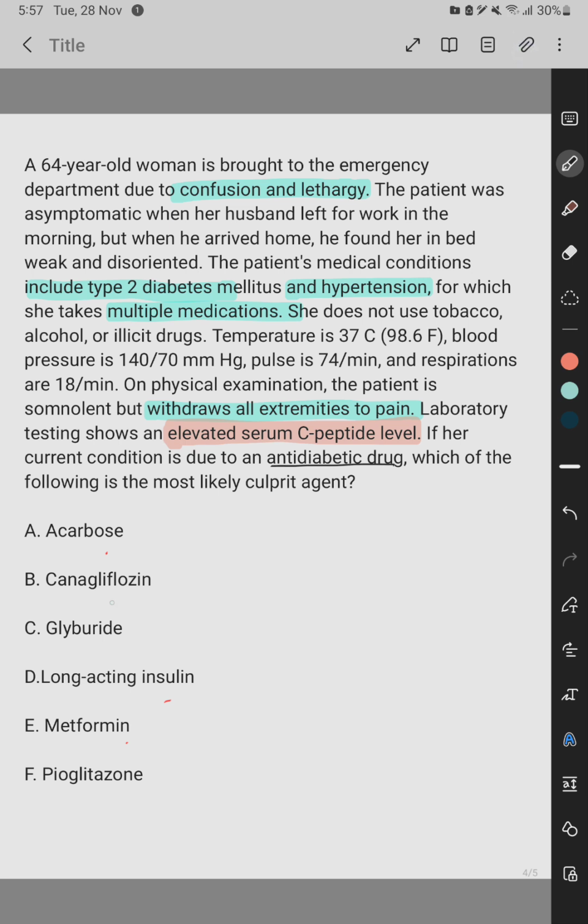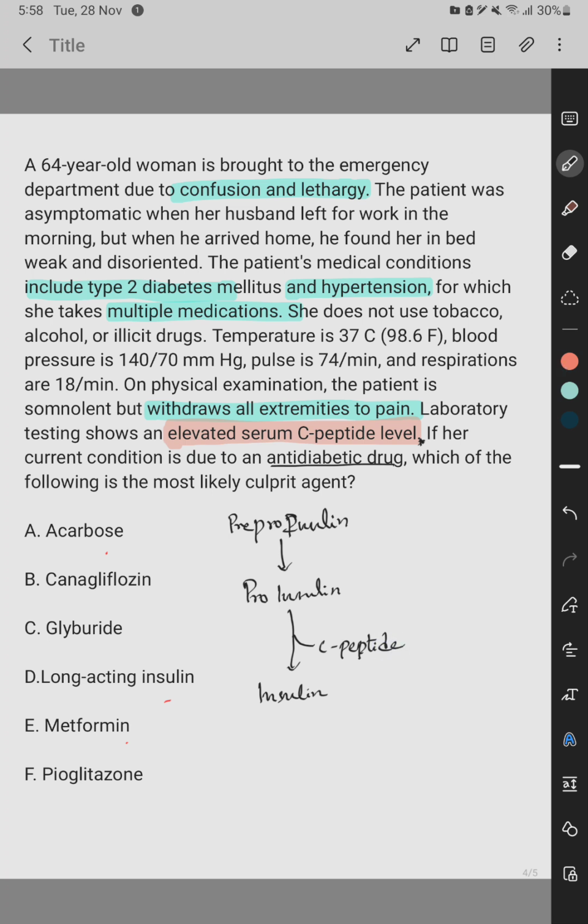The options are acarbose, canagliflozin, glyburide, long-acting insulin, metformin, pioglitazone. See, what do serum C-peptide levels indicate? First thing is, only if endogenous insulin is produced can the serum C-peptide levels be increased. How? Because insulin production starts as pre-pro-insulin. This pre-pro-insulin is converted into pro-insulin. This pro-insulin is converted into insulin by releasing C-peptide.